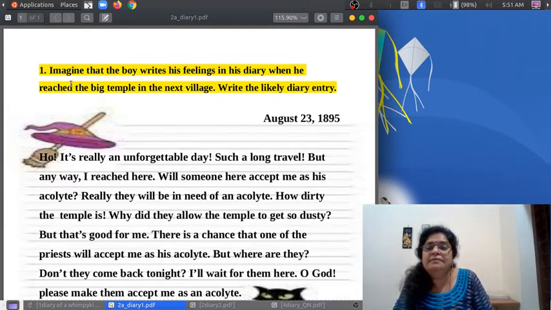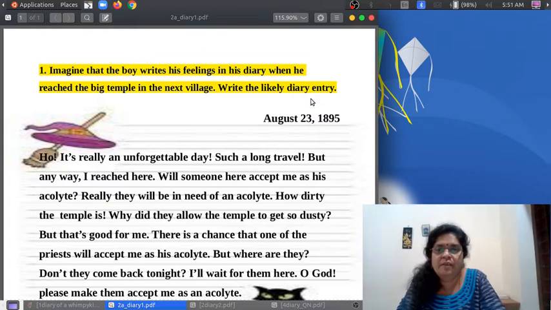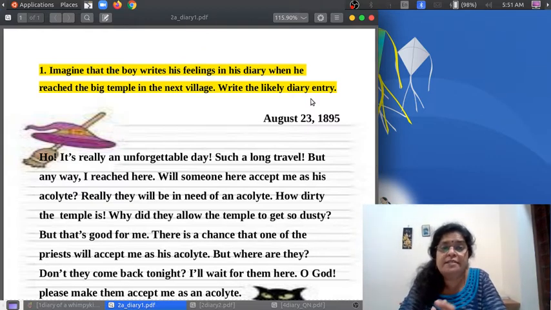Imagine that the boy writes his feelings in his diary when he reached the big temple in the next village. Write the likely diary entry. This is the question. So, what is the context of the diary?